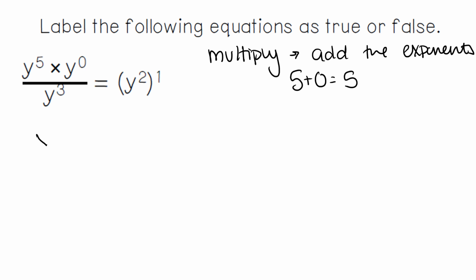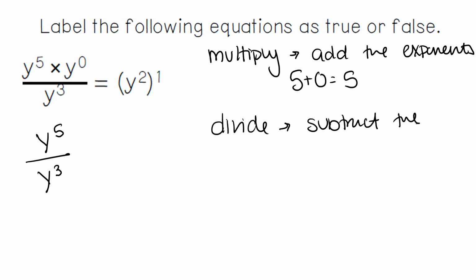To rewrite the problem, we still have the y to the fifth on top like we just solved, and we have the y to the third on the bottom. Now we've changed that into a division problem, and when we divide, we're going to subtract the exponents. We would subtract the 5 minus 3, which would give us 2, for a final answer of y to the second power on the left-hand side.